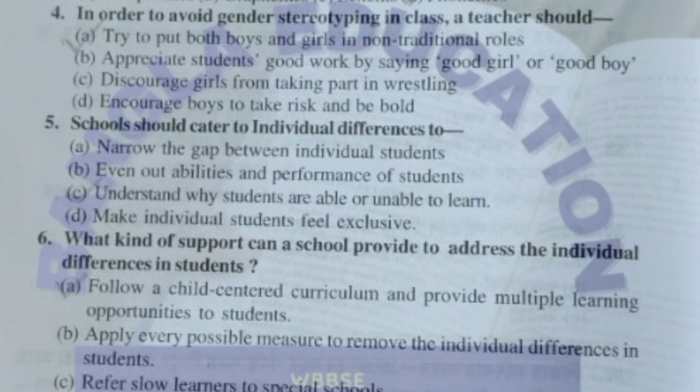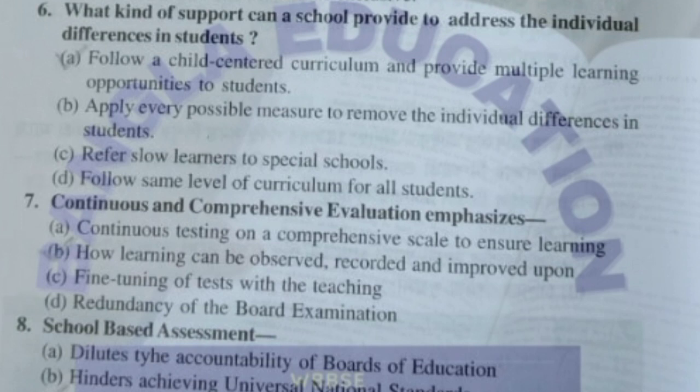Next is 6. What kind of support can a school provide to address the individual differences in students? A. Follow a child-centered curriculum and provide multiple learning opportunities to students. B. Apply every possible measure to remove the individual differences in students. C. Refer slow learners to special schools. D. Follow the same level of curriculum for all students. So the correct answer is A. Follow a child-centered curriculum and provide multiple learning opportunities to students.